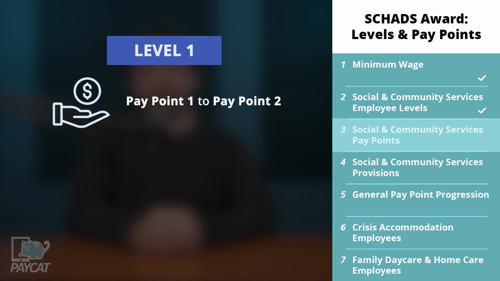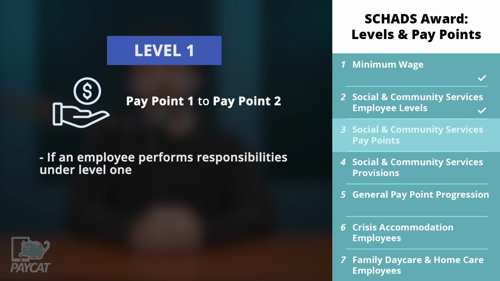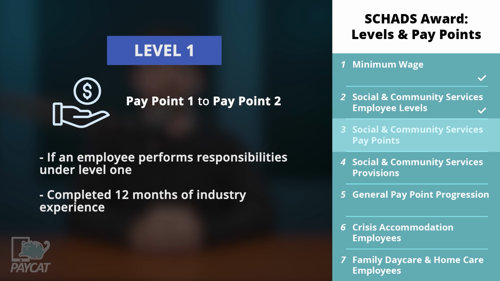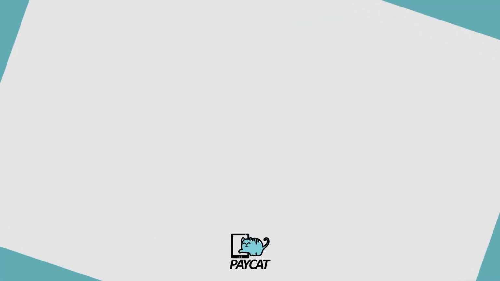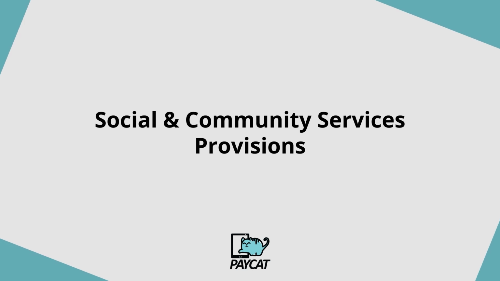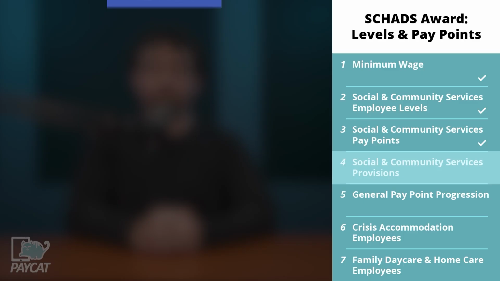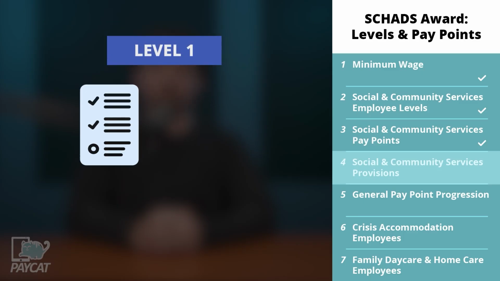The provision mentions that if an employee performs responsibilities under Level 1 and has completed 12 months of industry experience, they can progress to Pay Point 2. Industry experience means 12 months of relevant experience gained over the previous 3 years. They also insert provisions explicitly relating to the type of responsibility a Level 1 employee has. Most employees will start on Level 1, Pay Point 1, and then progress.